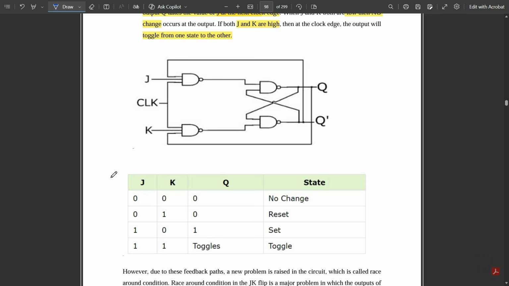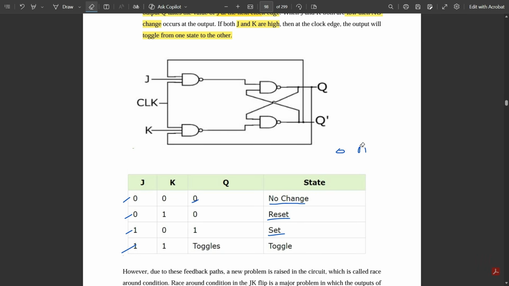Okay, so this is the truth table. These are the four combinations: 0 0, 0 1, 1 0 and 1 1. At 0 0, it is same as that of SR, that is there is no change. At 0 1 the output is 0, it is in the reset condition. At 1 0 it is set, but in case of 1 1 it is in the toggle state, that is it would be changing 0 1 0 1 0 1 continuously.